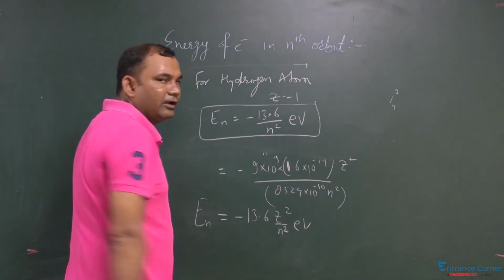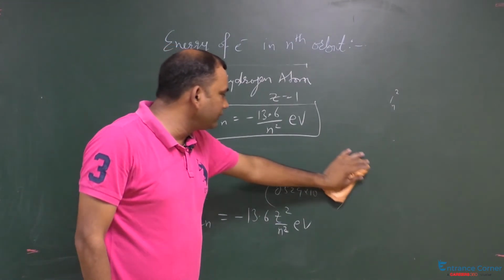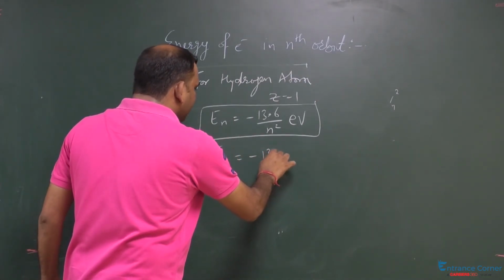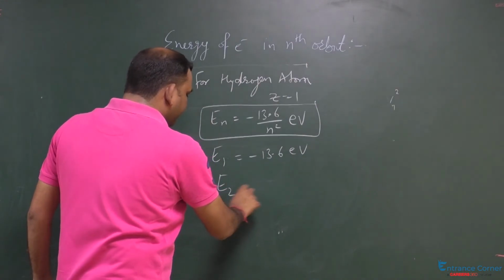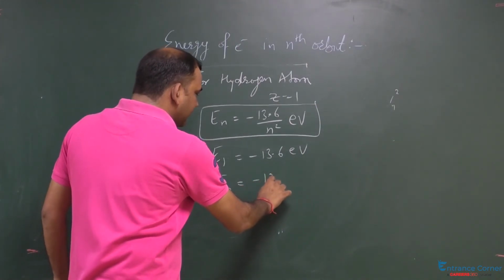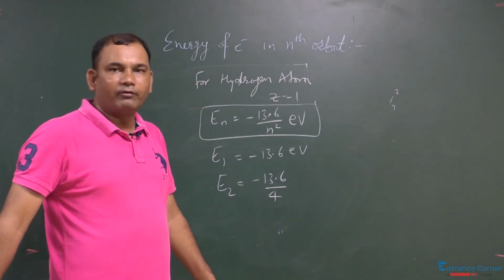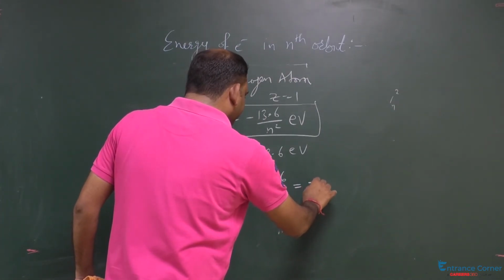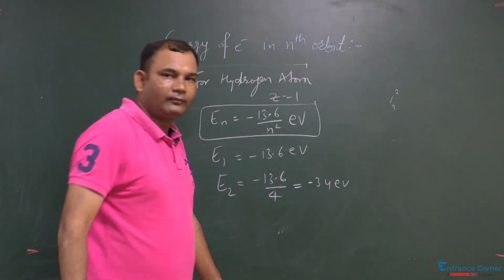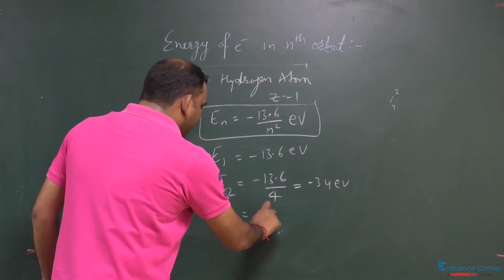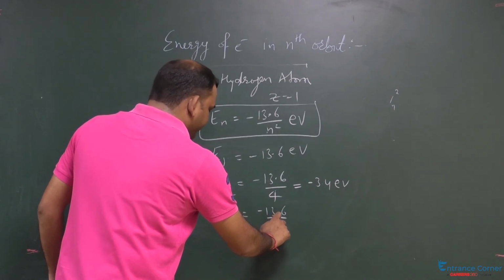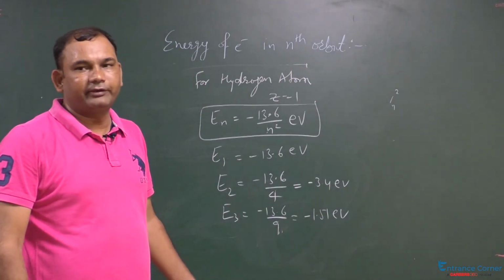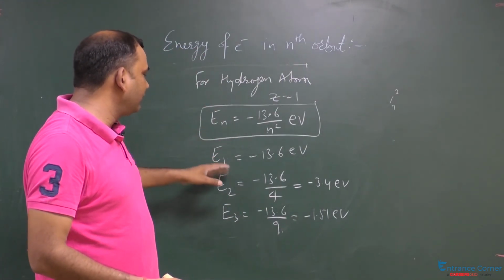This is the final energy for the hydrogen atom. If we put the values of n, for the first orbit E1 is equal to minus 13.6 electron volt, and for the second orbit E2 is equal to minus 13.6 upon 4, because 2 square for the second orbit, which is minus 3.4 electron volt. Similarly, E3 is minus 13.6 upon 3 square, 9, which is minus 1.51 electron volt. So, we can calculate the energy of the electron in any orbit.